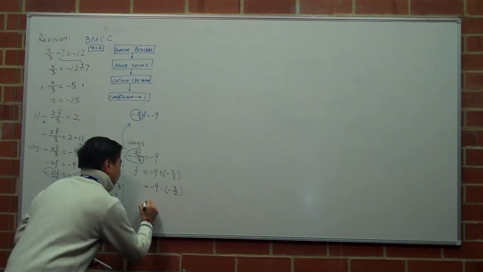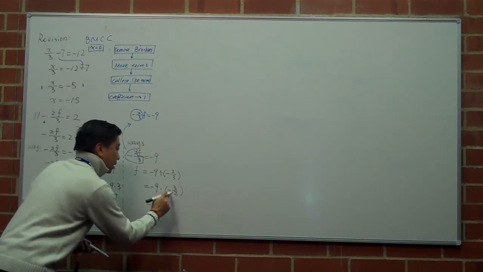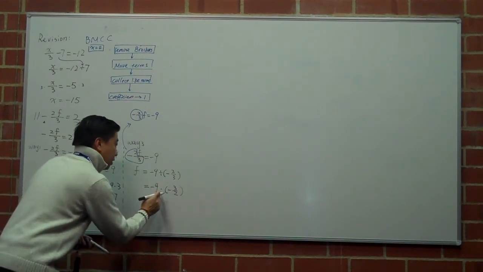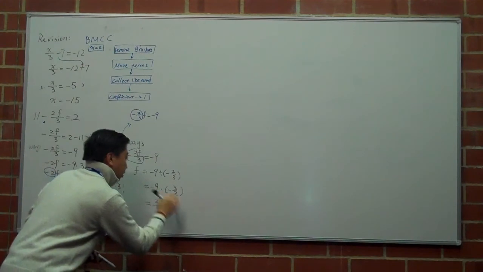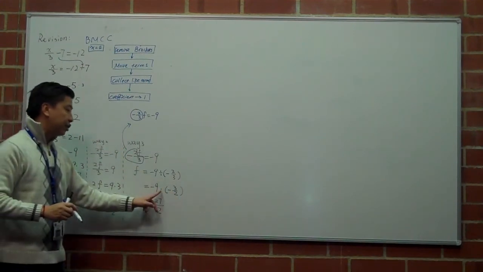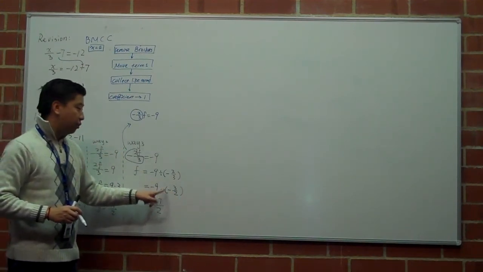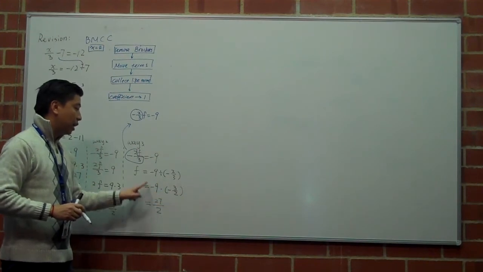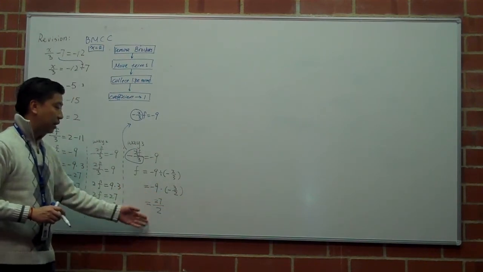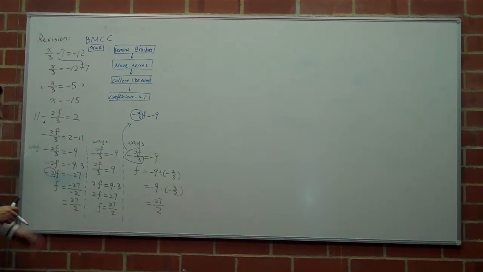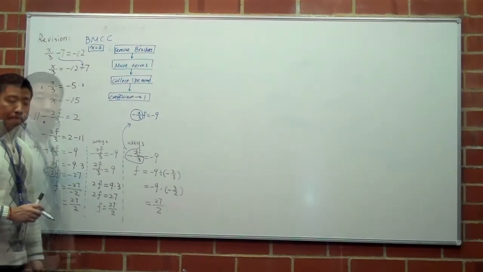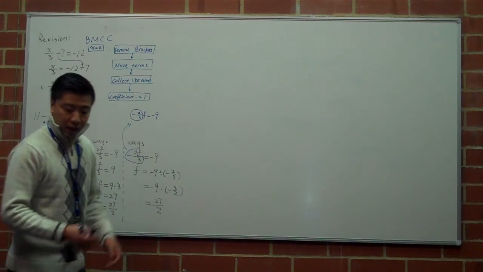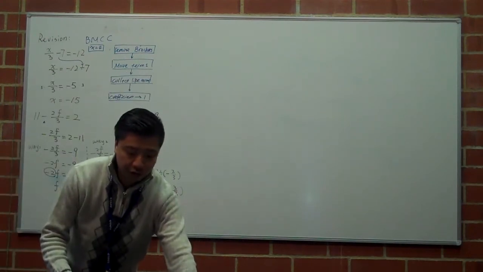So the answer will be negative times negative is positive, and then 3 times 9 is 27 over 2. Alright, so when we do fraction multiplication, we times the numerator, and then we times the denominator. So it's 27 over 2, you see? There are 3 ways to solve the last question. Okay? Good. Now, let's have a look at another question we have discussed.